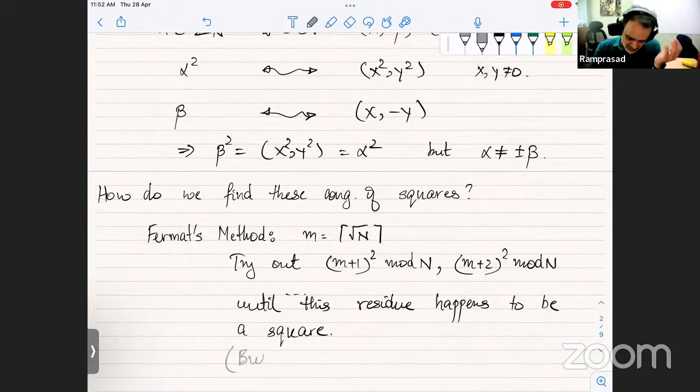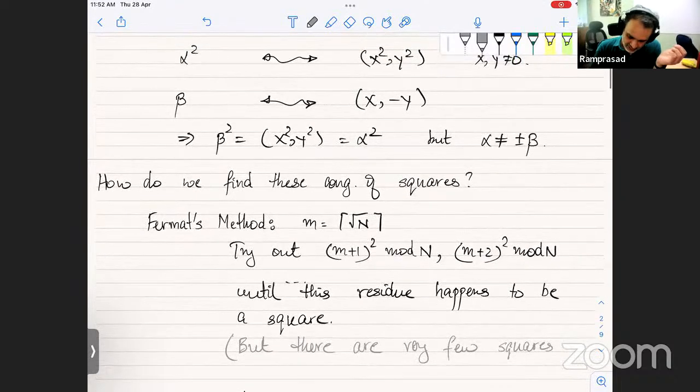The issue is, there are very few squares. So that's one reason why trying to get a congruence of squares in one shot is a bit too good to be true. It's very unlikely that, after a few tries, you're somehow going to end up with something where (m plus i) the whole squared mod n suddenly happens to become a square itself. This is perhaps too unreasonable. It's too good to be true.